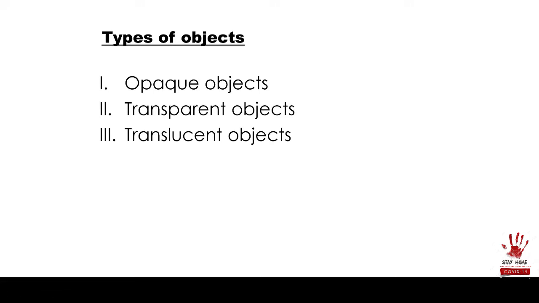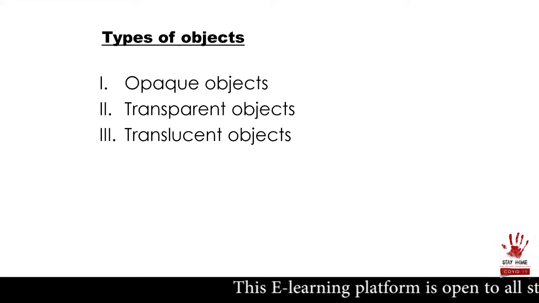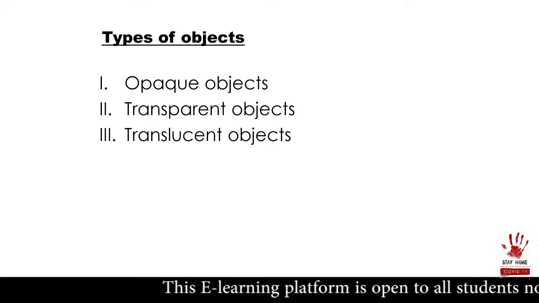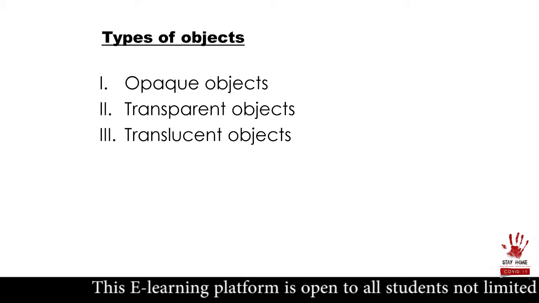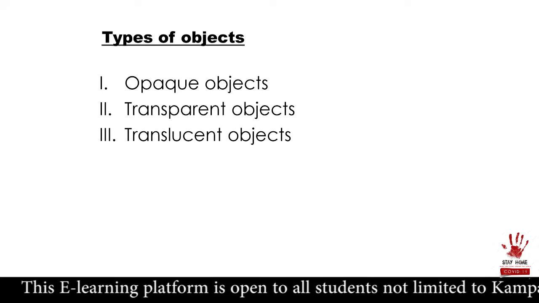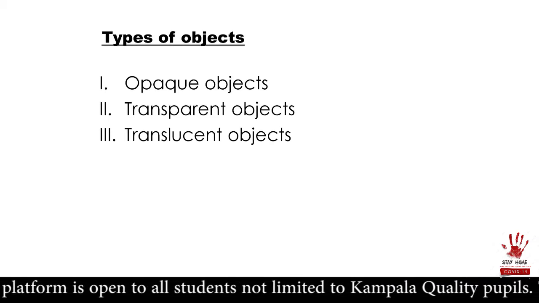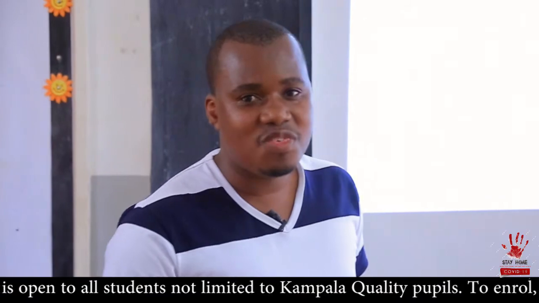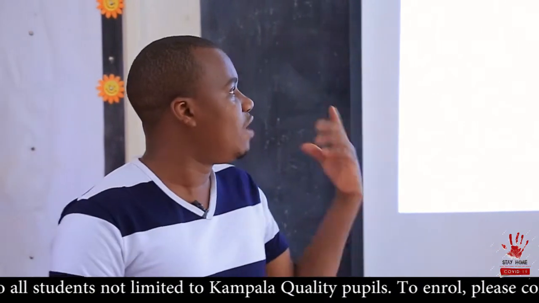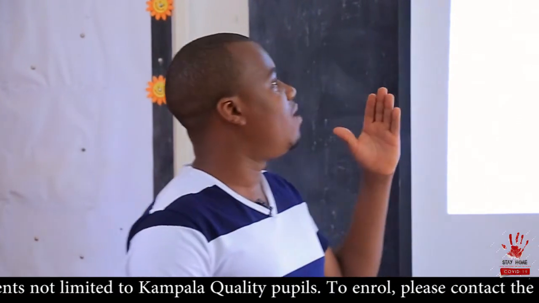Then 2, we have what we call transparent objects. And we say transparent. Again, transparent. Can we spell the word transparent? Transparent. T-R-A-N-S-P-A-R-E-N-T. Transparent. Can you try to spell it again? Very quickly. Transparent. T-R-A-N-S-P-A-R-E-N-T. Transparent. So we have opaque objects. We have transparent objects. Then lastly, we also have translucent objects. So those are the 3 types of objects. Can you spell translucent before we go back? Translucent.